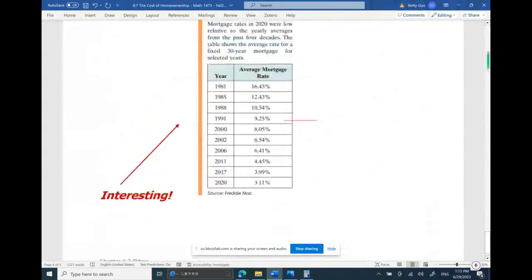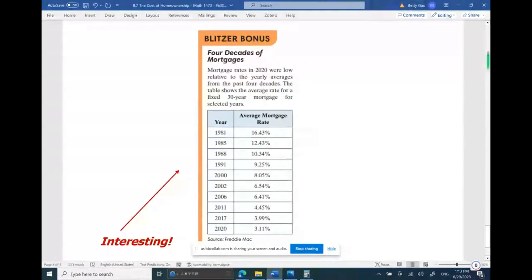The last part of the guided note is the historical data for the mortgage rate. As you can see, in 1981, about 40 years ago, the average mortgage rate is 16.43%. That's very, very high, very, very expensive. And then it's going down very quickly. 2002 is 6.54%. And 2020, during the pandemic, the average is only 3.11%.